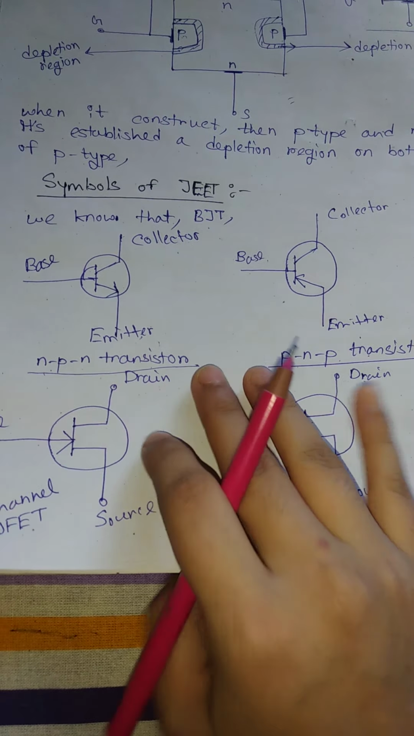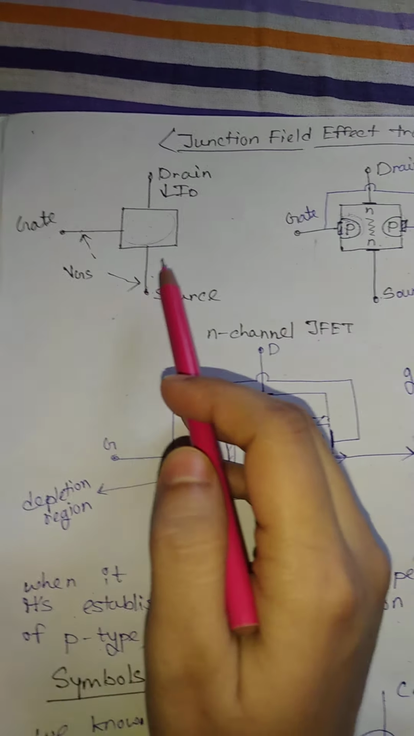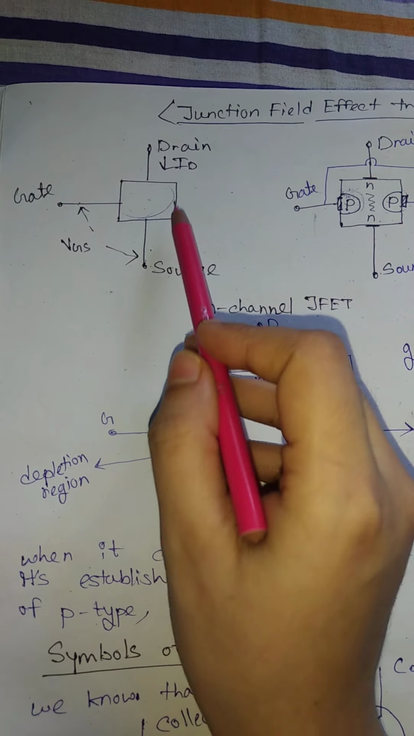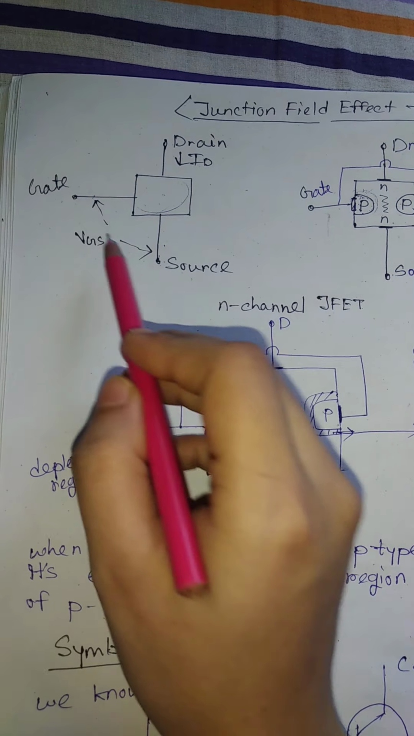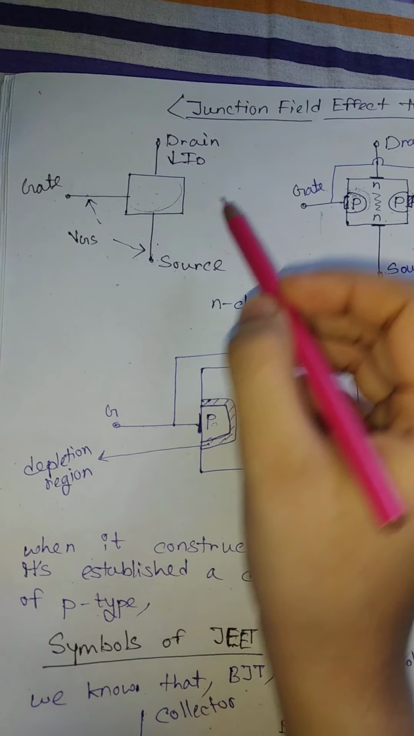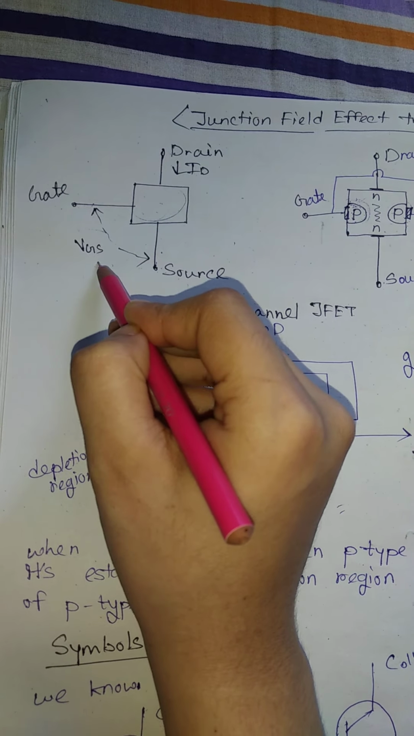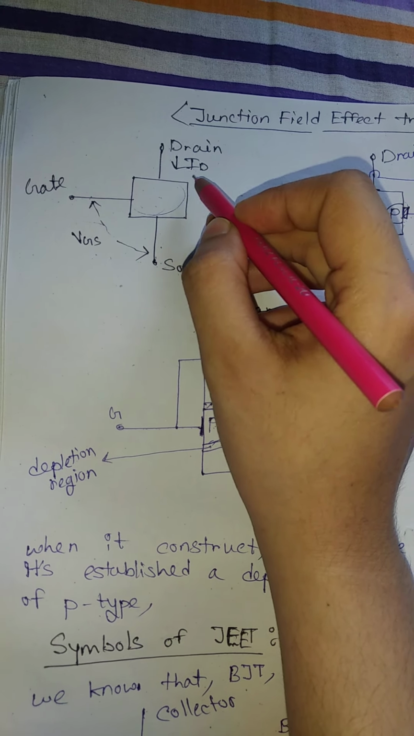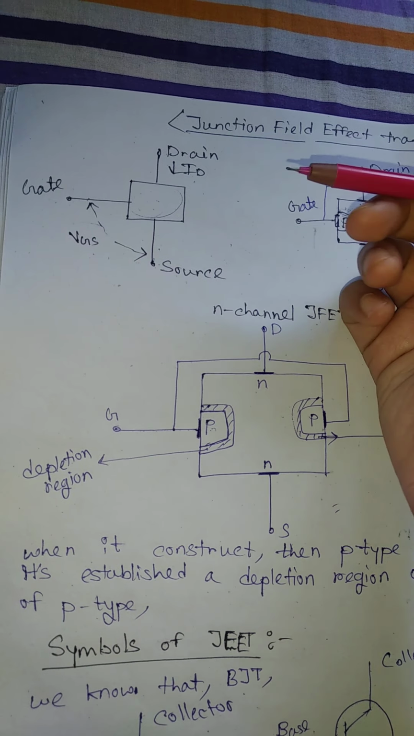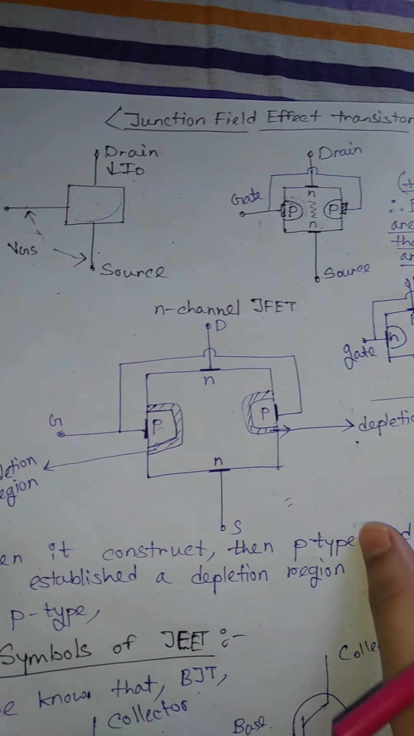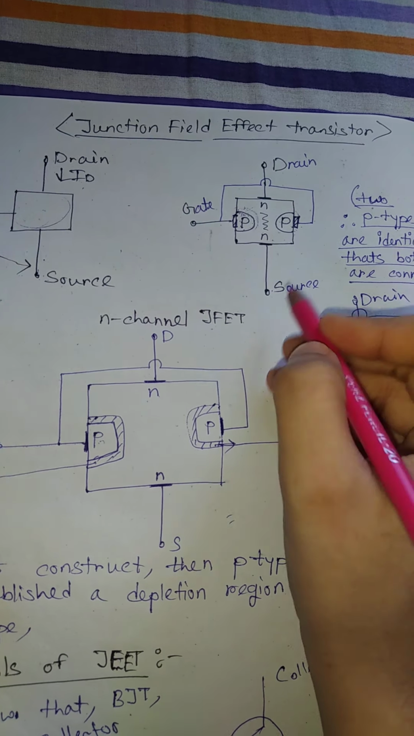So now, this was the symbol, and we are talking about the block diagram. This is a block, with a gate, drain, and source. Here is the input side and here is the output side. For the input side we measure VGS, and for the output side we consider the ID current, which is the drain current, applied between drain and source. So this is the inside diagram, with gate, drain, and source.